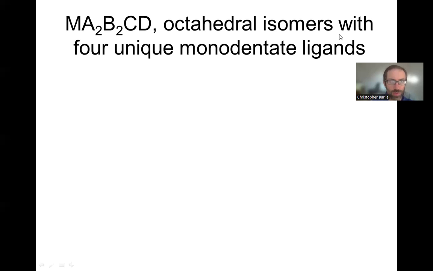Okay, so in this video, we are going to determine all of the octahedral isomers of the form MA2B2CD, where M is a generic central atom, but typically a transition metal, right? And A, B, C, and D are four different chemically unique monodentate ligands. And we're also going to determine the chirality of these species.